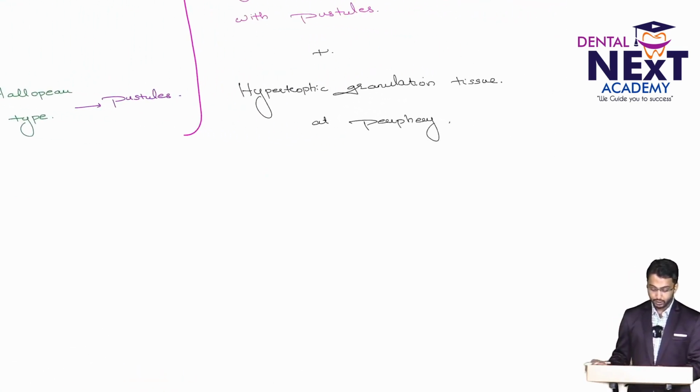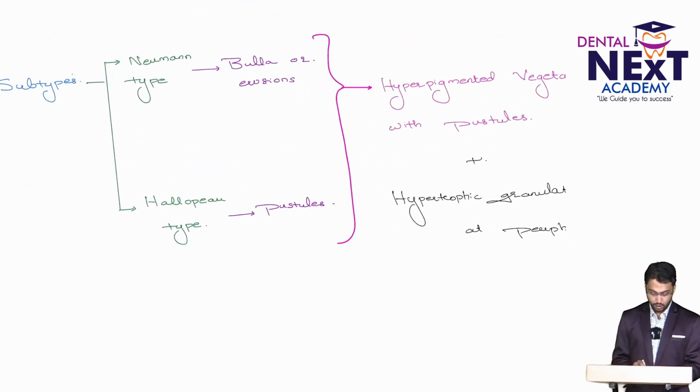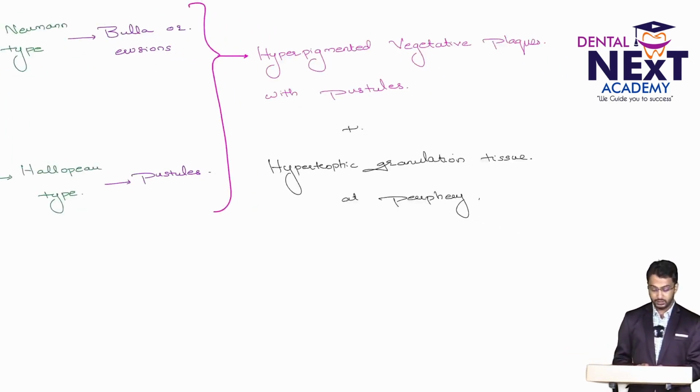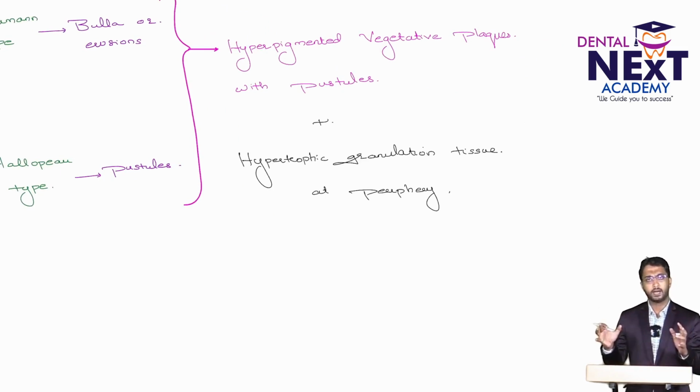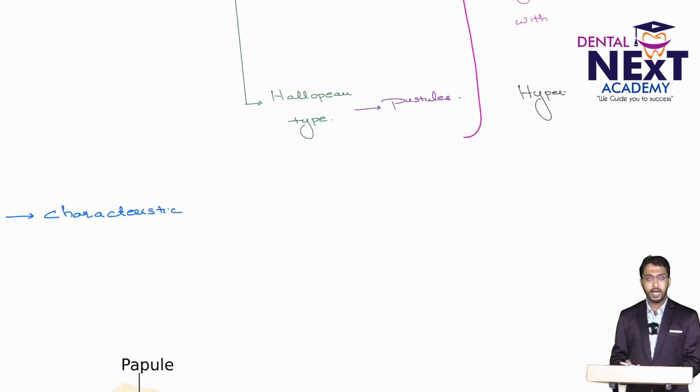There is hypertrophic granulation tissue at the periphery. Okay, not very important. Most important thing you have to note here is Neumann and Hallopeau. Neumann has got this, Hallopeau has got this. If you know this much, that's enough. But just for completion's sake, they've got plaque, pustule with hypertrophic granulation tissue around. That's it.